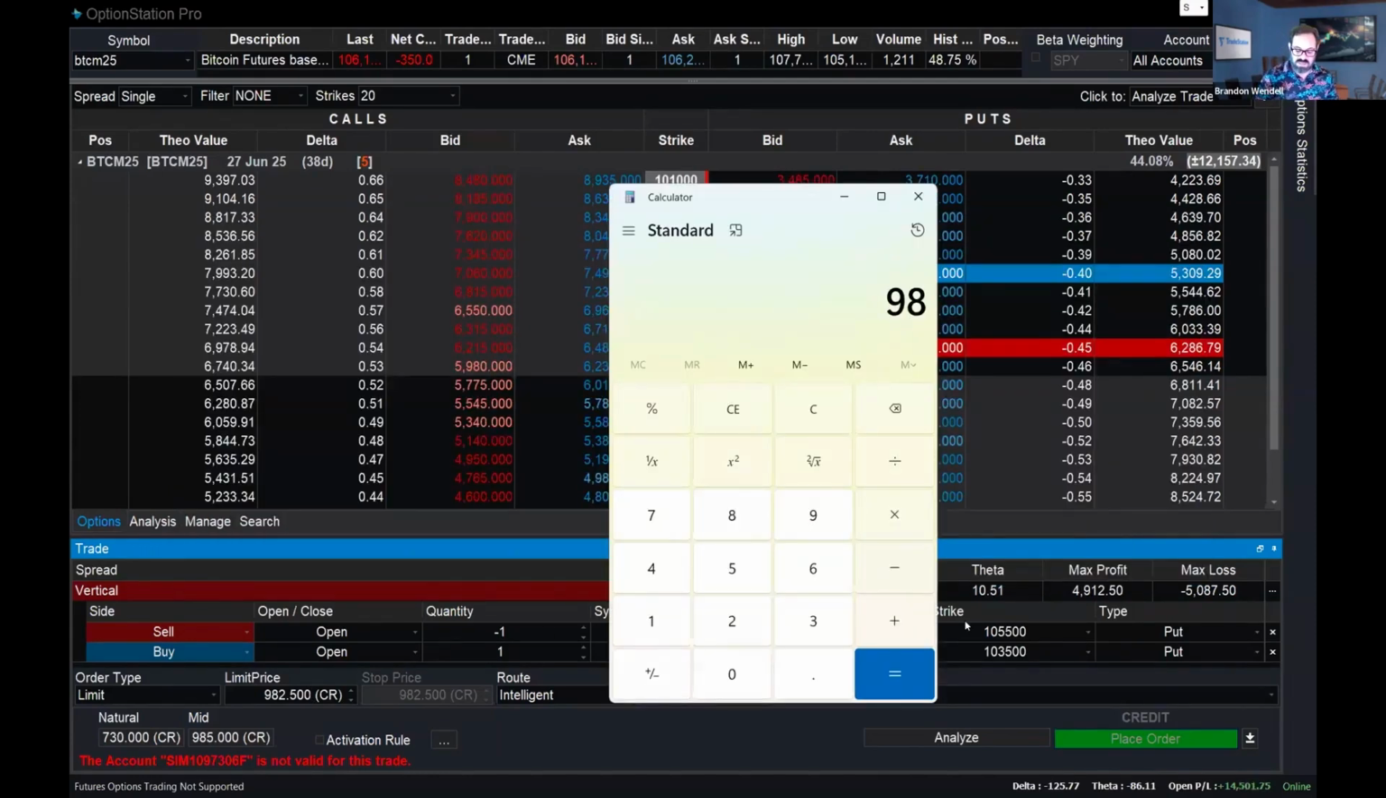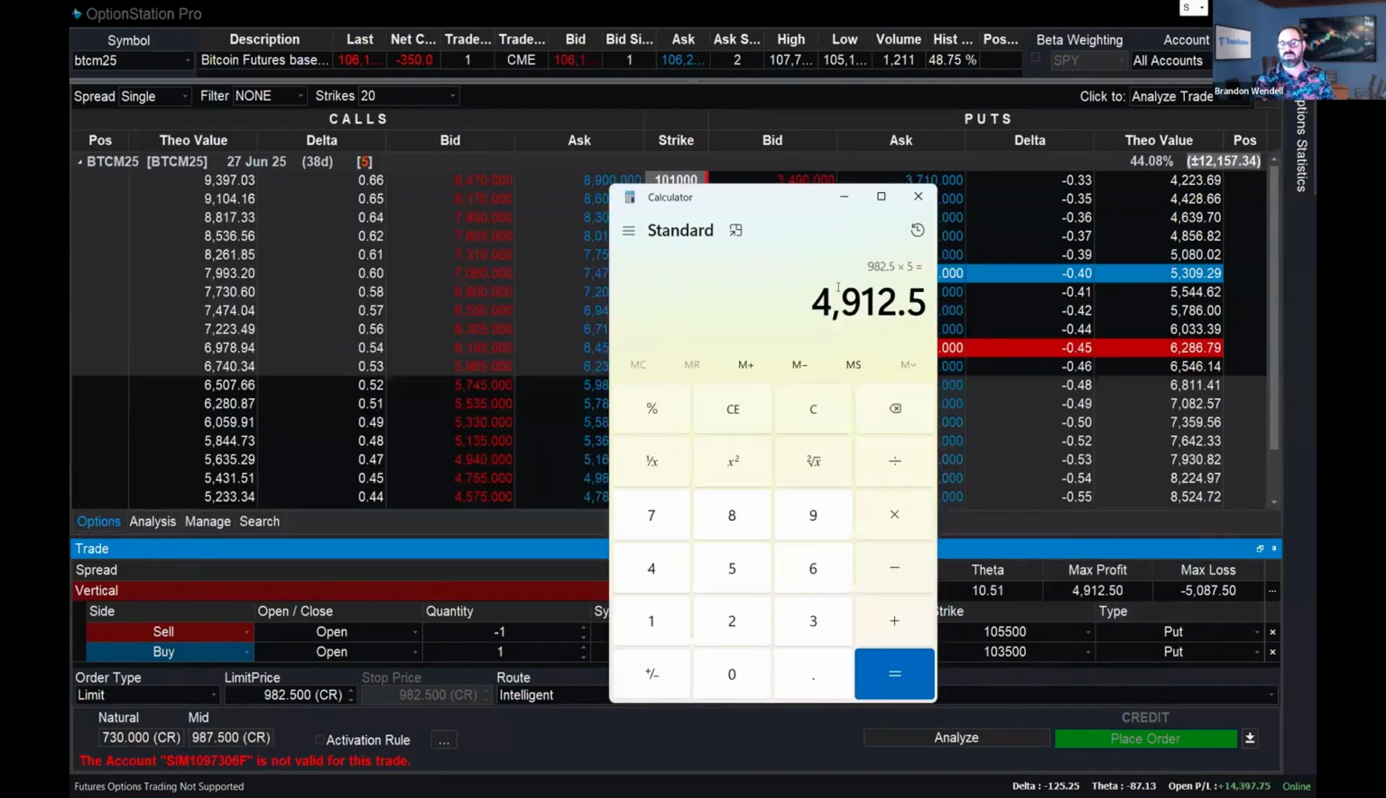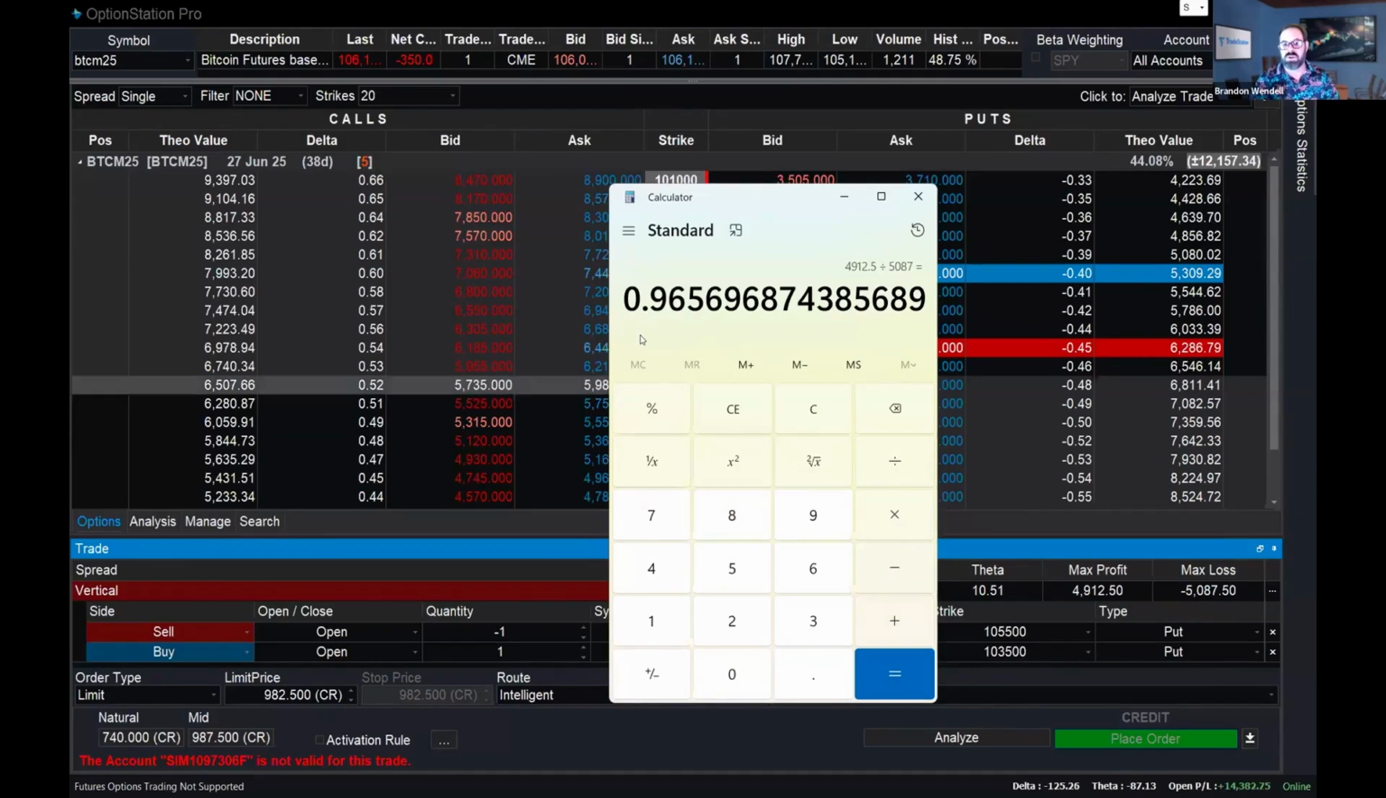So 982.5, I would actually receive $4,900 for that position. My max loss is also the amount of margin I have to come up with, 5,087. So if I'm going to make 49.12, but I have to put a margin of 5,087, that's a pretty good rate of return, 96.5%, isn't it?